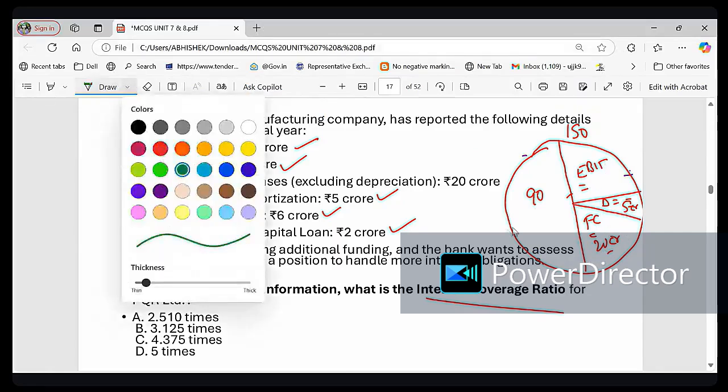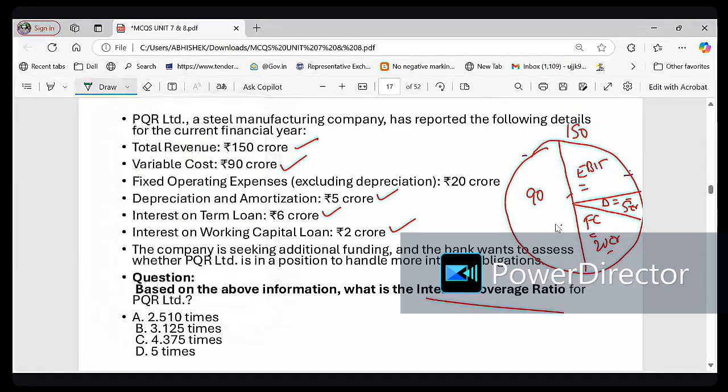This pie chart example is the best way to calculate EBIT. So 150 minus 90 minus 20 minus 5. How much will you get? You will get 35 crore. Please tell me, is it clear or not? So you get this EBIT as 35 crore, and this is your EBIT.